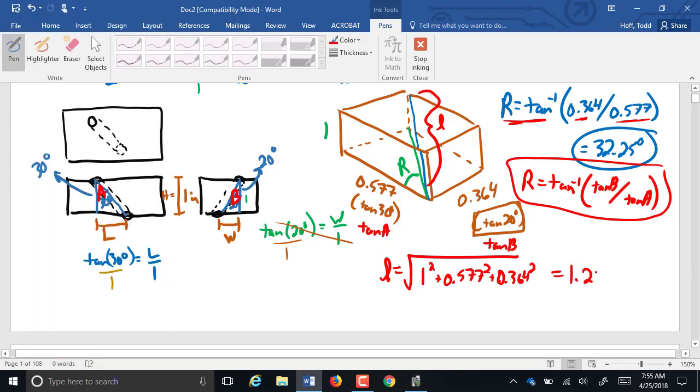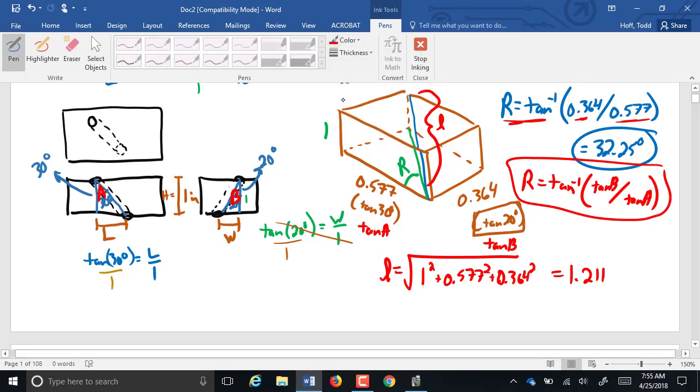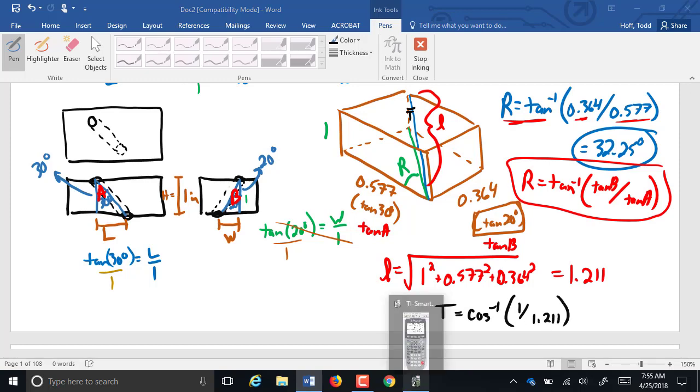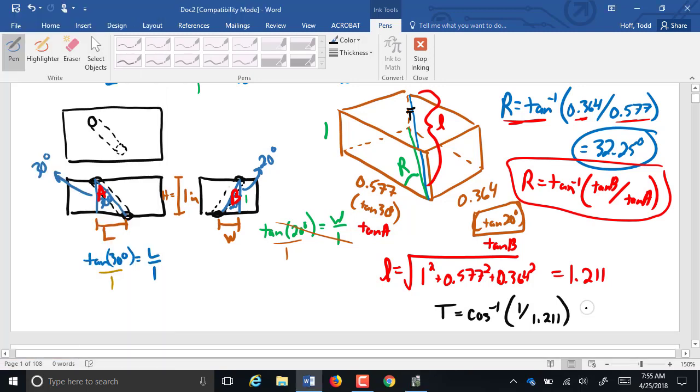$1.211. So I can use that to find T, which is right here. T is going to be the inverse cosine of 1 over 1.211. That's 34.33 degrees.